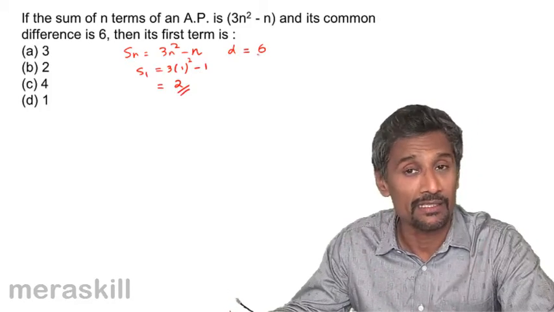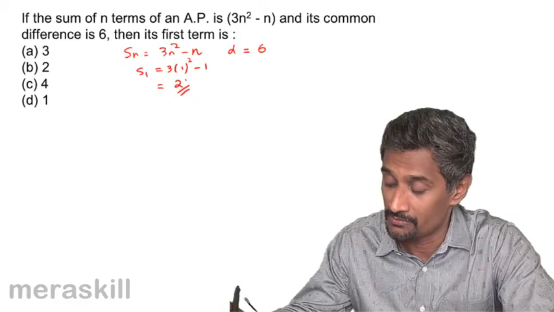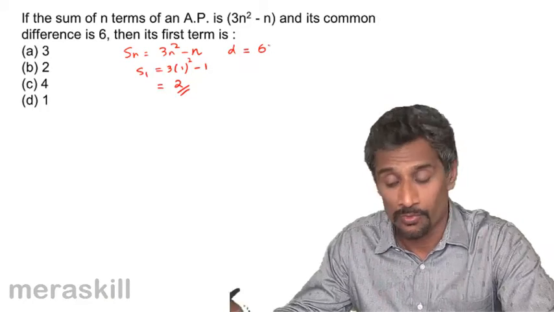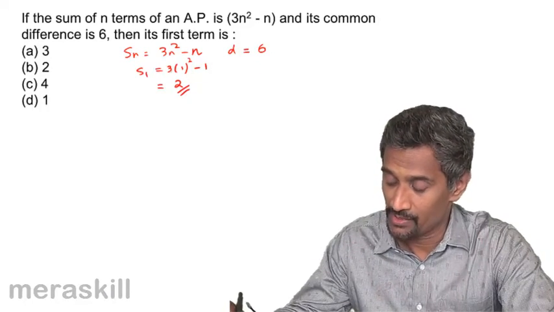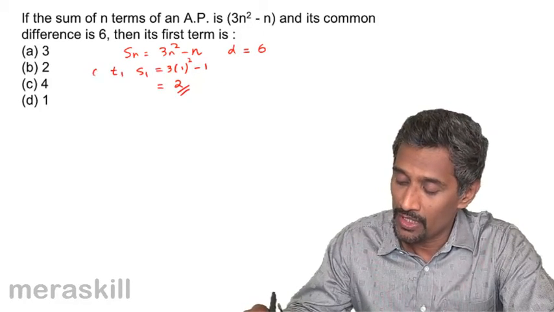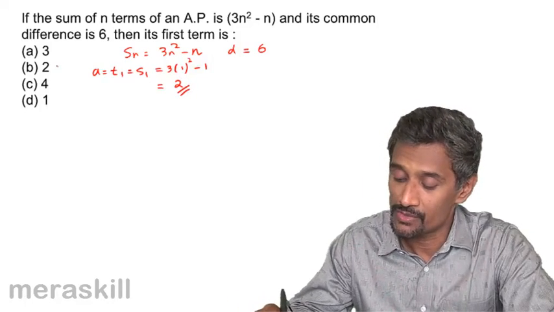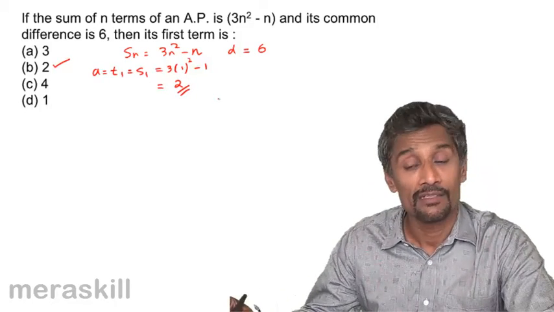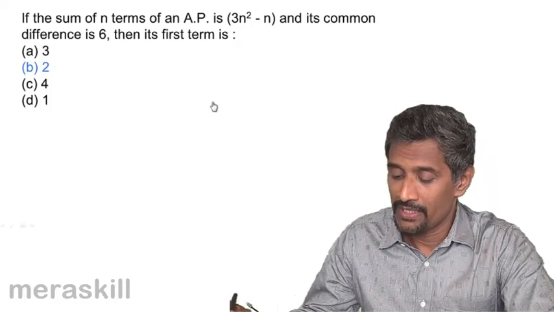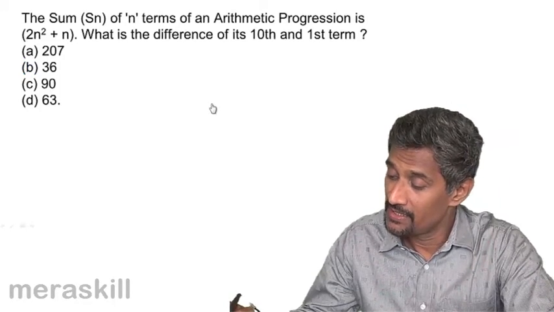In fact, this d is a redundant term. If they ask you the first term and the second term, then yes, the first term is 2 and the second term is 2 plus 6, 8. So it's 3 into 1 square minus 1. T1 or a all mean the same, which is the same as the sum of the first term, which is 2. So our option is 2. Right, and we have got it right. Further ahead.